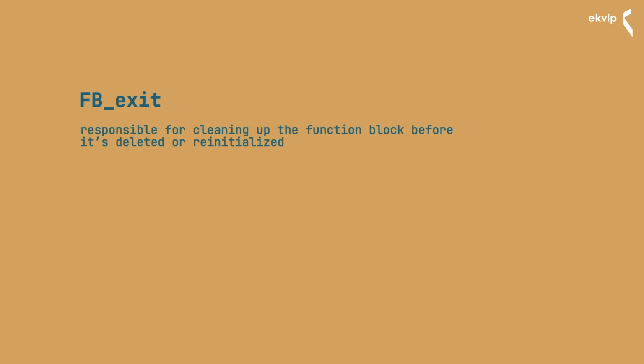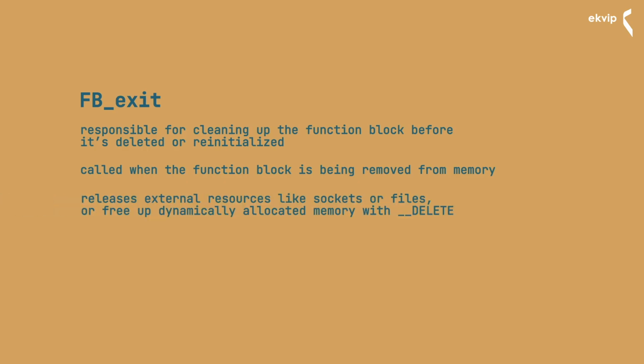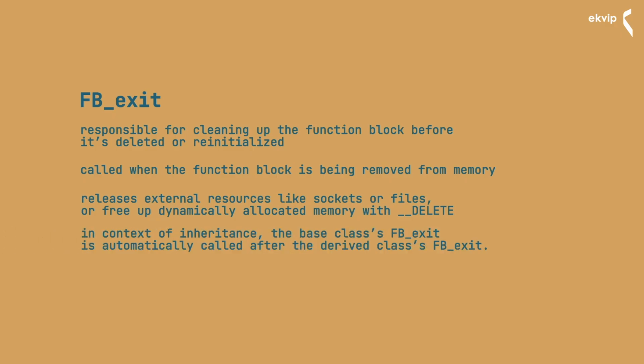The next method is the fbExit method. It is responsible for cleaning up the function block before it's deleted or reinitialized. It's called when the function block is being removed from memory, like during a new download or an online change. This method is where you can release external resources like sockets or files, or free up dynamically allocated memory with delete. In the context of inheritance, the base class's fbExit is automatically called after the derived class's fbExit.